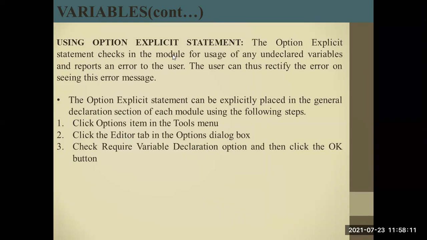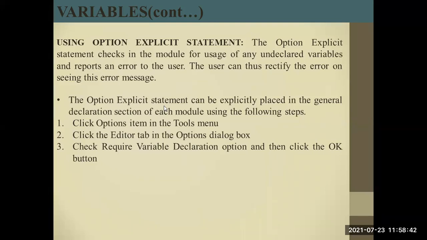Now the Option Explicit statement can be explicitly placed in the general declarations section of each module using the following statement. This is the process if you want to declare variables using the Option Explicit statement. These are the steps we have to follow. The very first step is to click the Options item in the Tools menu, where you choose the Options item.